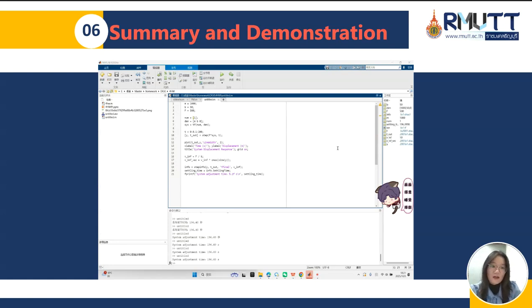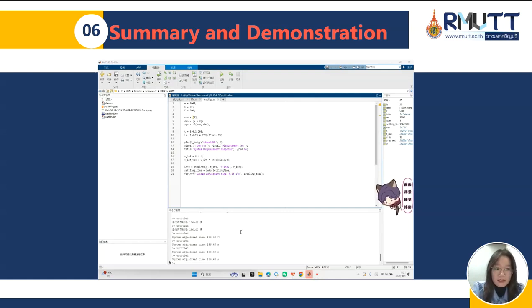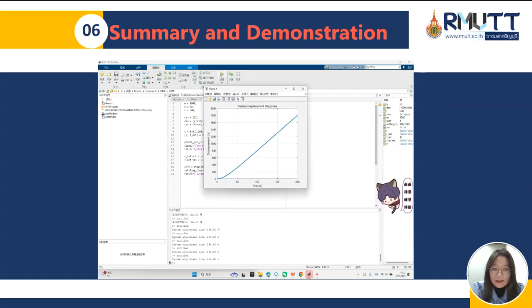This is the demonstration of the final results. First is the code I used, and I went through a lot of trial and error to get it right. Next, click Run to obtain the simulation results.